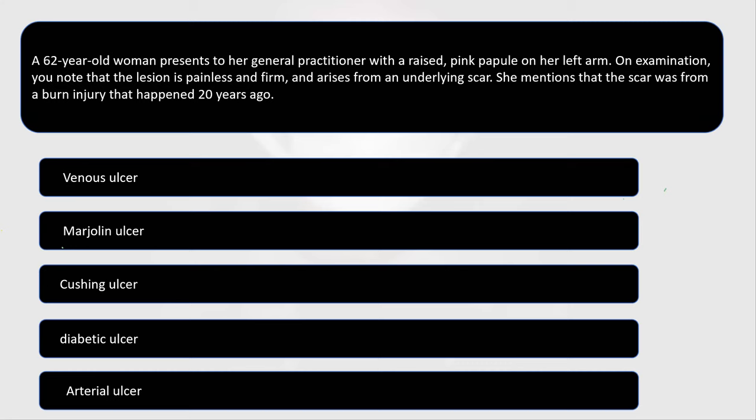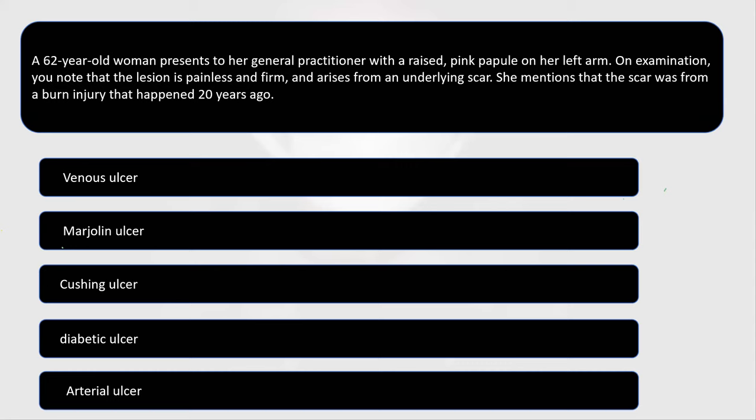A 62-year-old woman presents to her general practitioner with a raised pink papule on her left arm. On examination, you note that the lesion is painless and firm and arises from an underlying scar. She mentions that the scar was from a burn injury that happened 20 years ago. Options are venous ulcer, marginal ulcer, Cushing's ulcer, diabetic, and arterial ulcer.